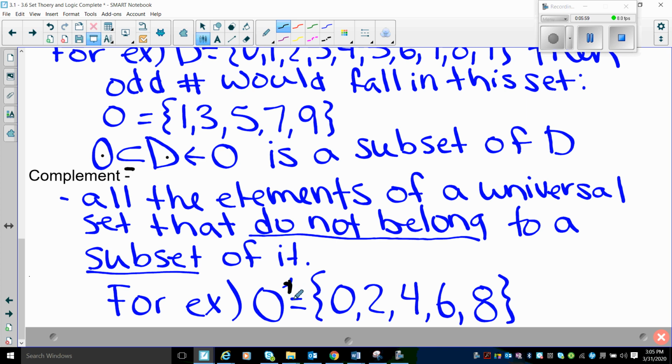So things that would be in the set were numbers 0 to 9, but things that aren't in O were odd, so that must be all my even numbers. So 0, 2, 4, 6, and 8 are all elements that do not belong to O, but they belong in the original set D. So complement is basically what doesn't belong to the set, but not everything else.